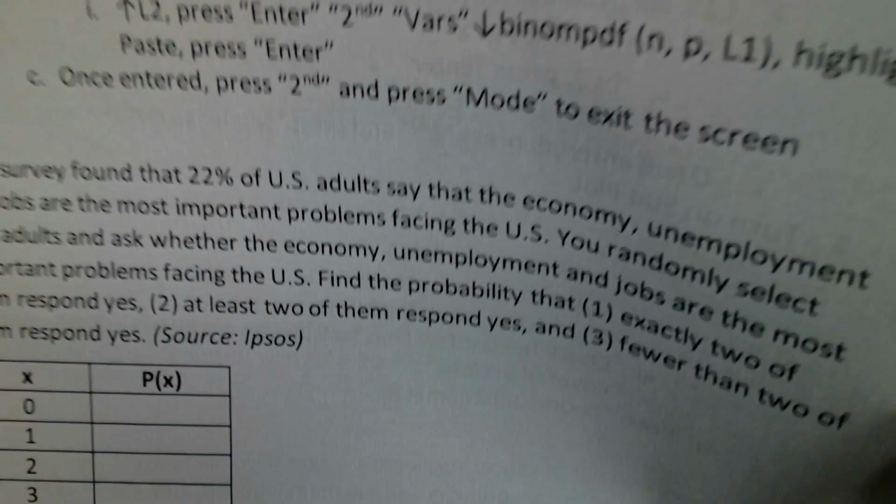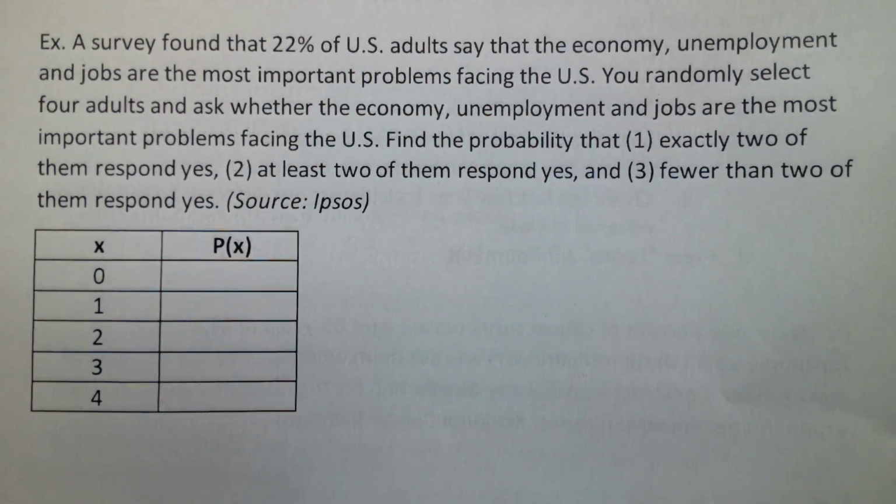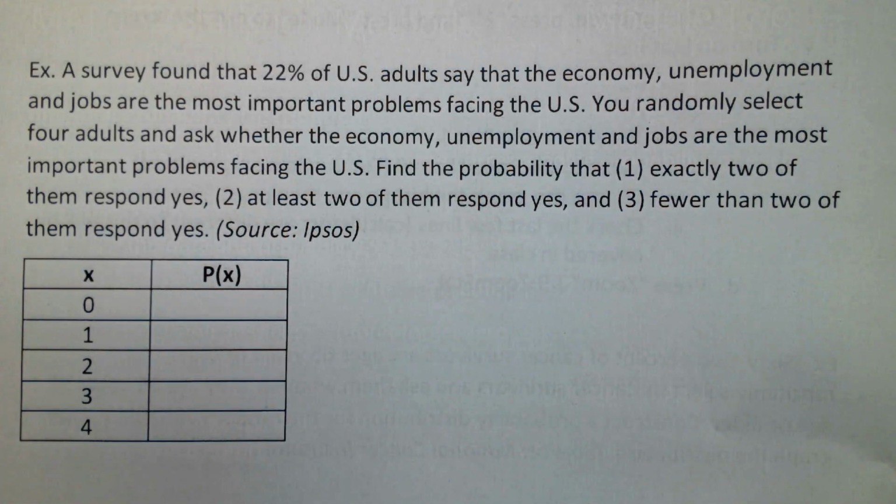Just make sure my papers are right. I feel like I was going out of order. Alright, a survey found that 22% of U.S. adults say the economy, and employment and jobs are most important problems facing the U.S. You randomly select 4 adults and ask them whether the economy, unemployment and jobs are the most important facing the U.S. Find the probability that exactly 2 of them respond yes, at least 2 of them respond yes, and fewer than 2 of them respond yes.